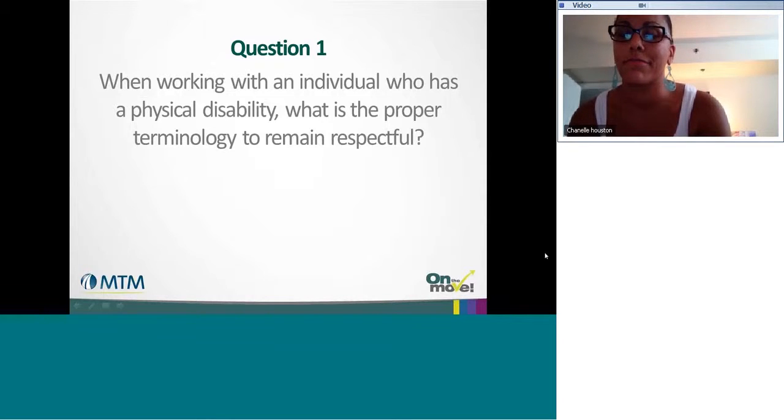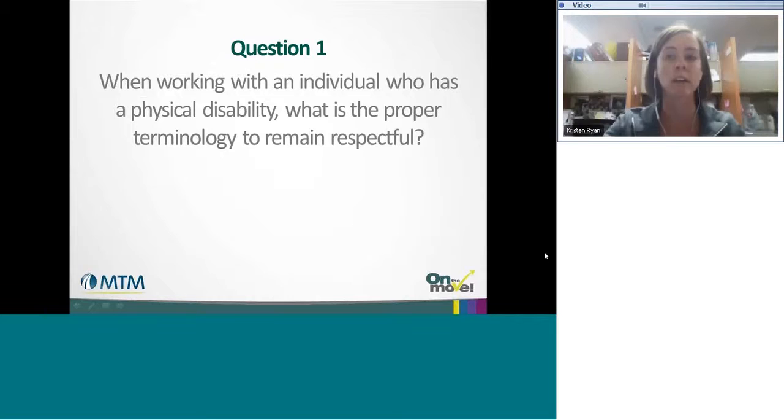Okay, so we're going to go through and answer the questions. The first one is, when working with an individual who has a physical disability, what is the proper terminology to remain respectful? One thing to keep in mind with individuals with physical disabilities, you always want to refer to the person, not the disability.